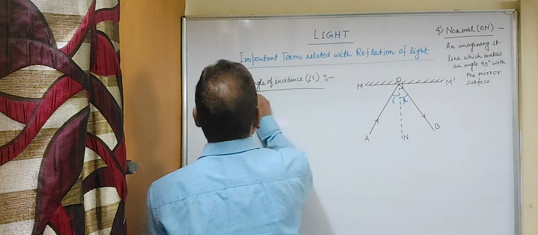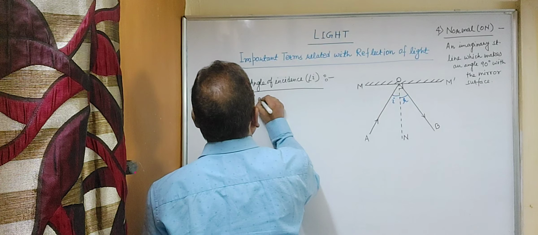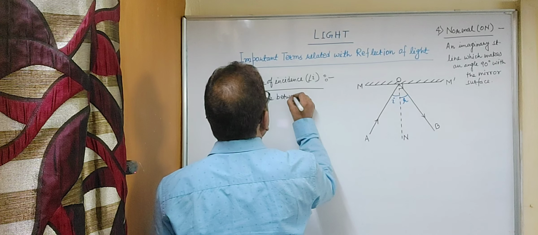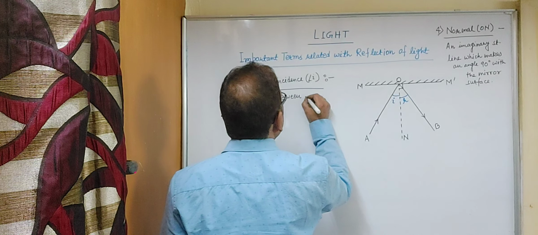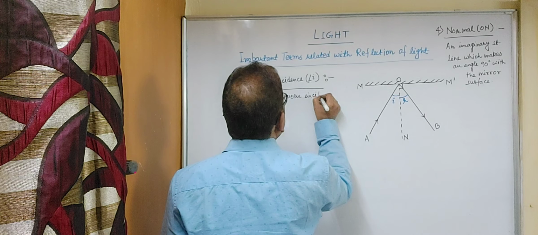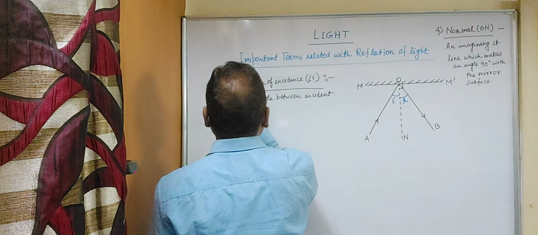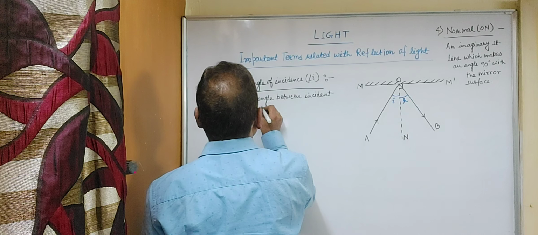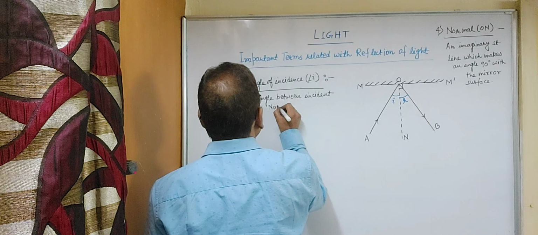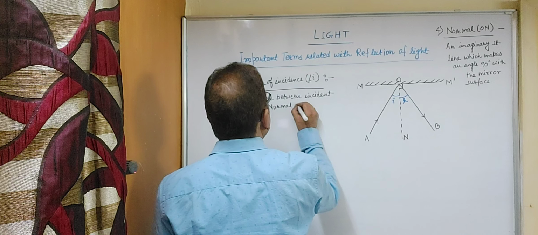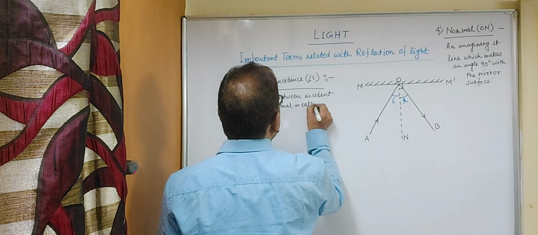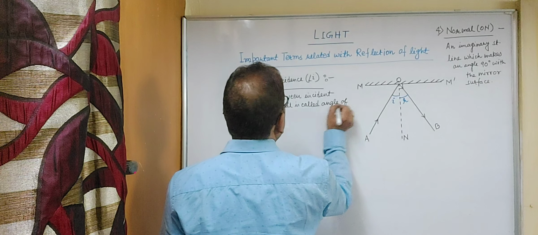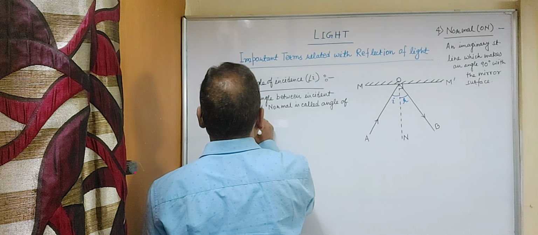So write: the angle between incident ray and normal is called angle of incidence.